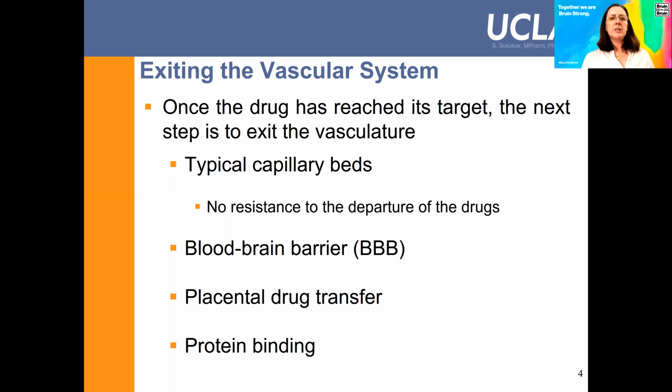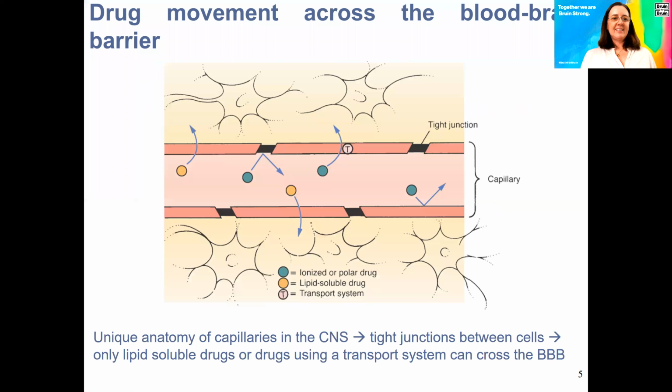Now, there is an exception, which is the blood-brain barrier, and we're going to talk about this one in the next slide. And then we're also going to talk about the placental drug transfer and why some drugs cannot be given to pregnant women because it can affect the fetus. And the last thing that is going to affect the exiting of the vascular system is the protein binding. Again, we're going to see this in the upcoming slides.